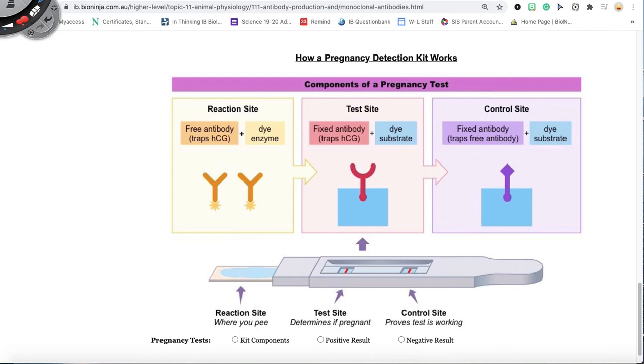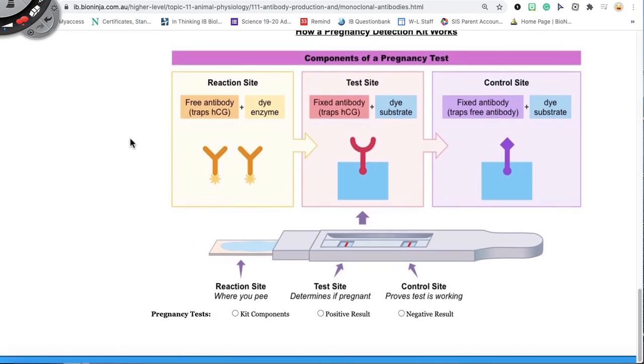I'm also going to attach a video that shows you how the antibodies are moving down the stick, to help you with this concept. All right, that is it for monoclonal antibodies.